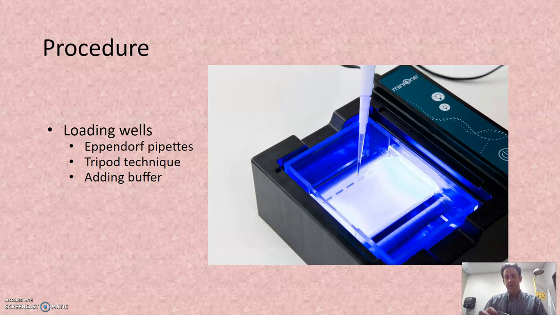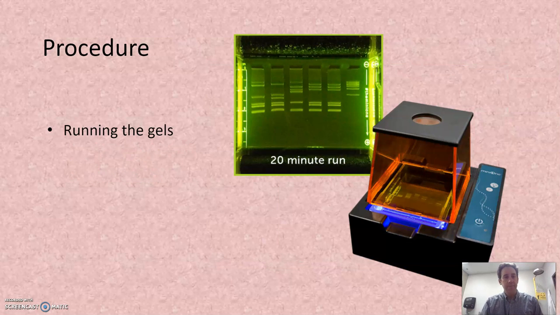Note that you can either add the buffer before you load your samples, in which case you're doing what's called the submarine technique, where you put this below the buffer layer of liquid and then put it in there. Or you can add the DNA first and then very carefully, gently pour the buffer to spread over the gel. Either way, you have to be careful that the buffer solution doesn't wash your DNA out of that. So you need to be pretty darn careful with that.